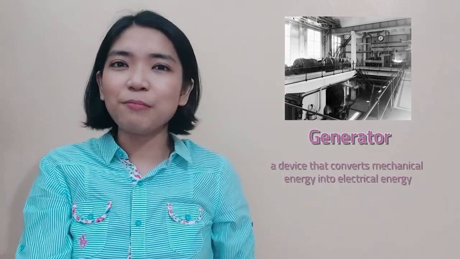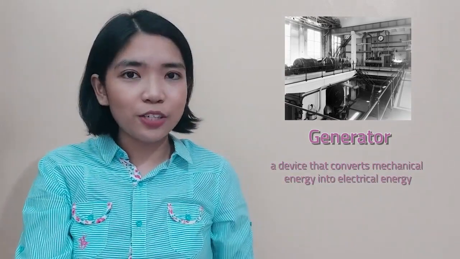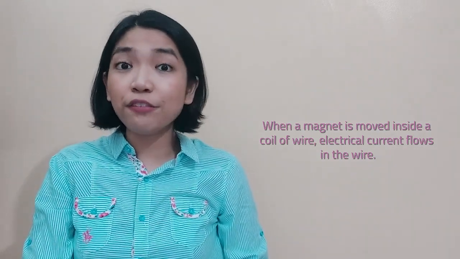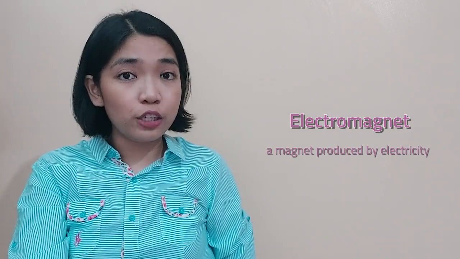Are you familiar with a generator? A generator is a device that converts mechanical energy into electrical energy. The process is based on the relationship between magnetism and electricity. It was discovered that when a magnet is moved inside a coil of wire, electrical current flows in the wire. A typical generator of a power plant uses an electromagnet. It is a magnet produced by electricity, but not a traditional magnet.